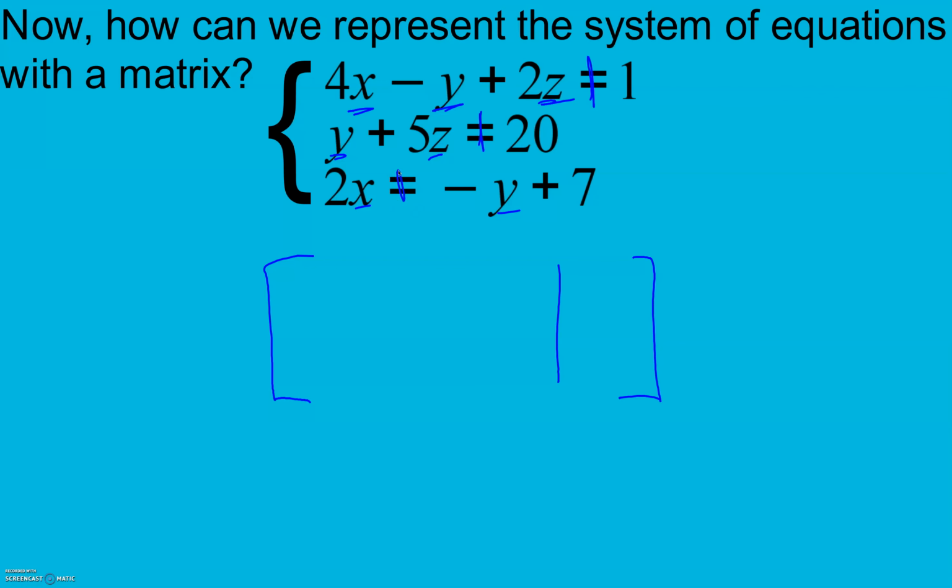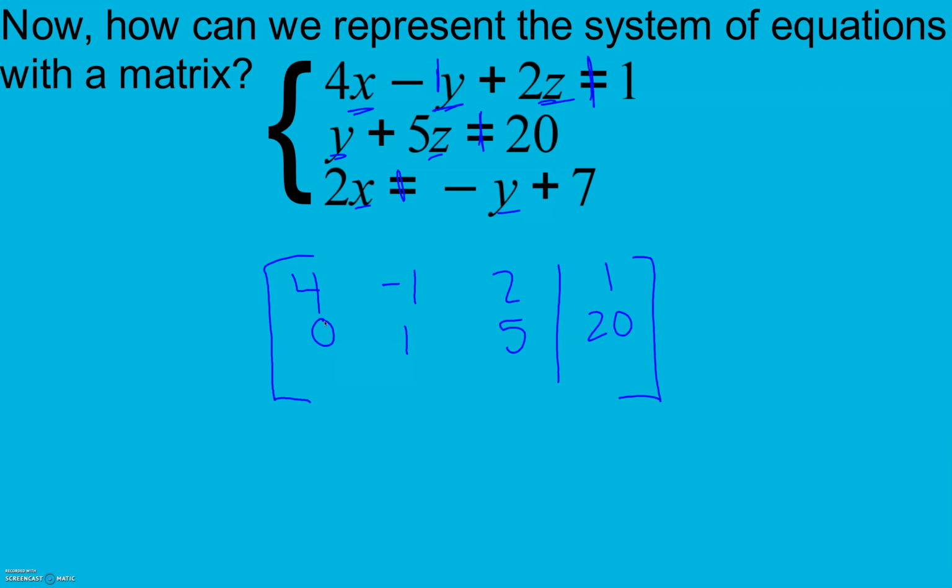So in my first equation, it's already in standard form. I have 4 x's, -1y, 2 z's equals 1. My second equation, I have 1y, 5z equals 20. I don't have any x's, so I put a 0 there.